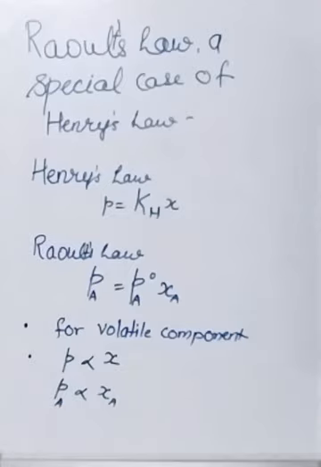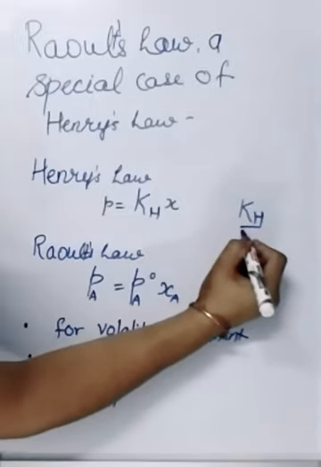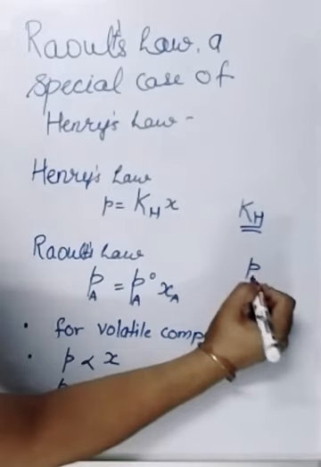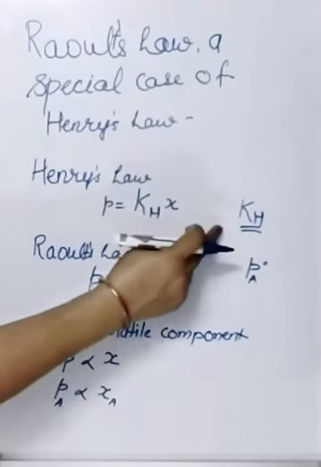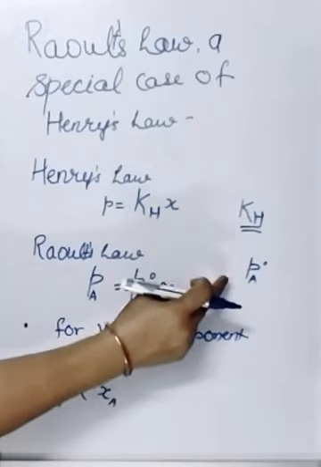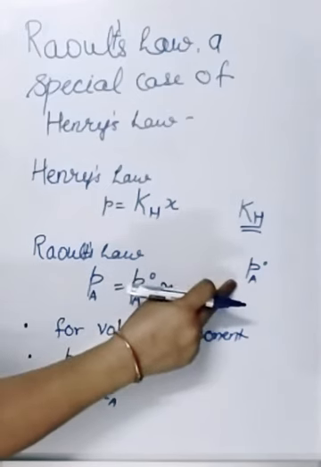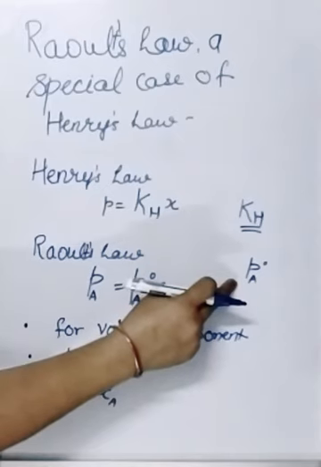Here you see the difference is the constant. In case of Henry's law, the constant is Henry's constant. In case of Raoult's law, it is the vapor pressure of the pure component. Both the laws have different constants. Henry's law contains KH and Raoult's law has PA0 or PB0, which is the vapor pressure of the pure component.